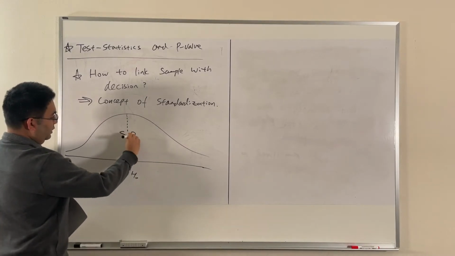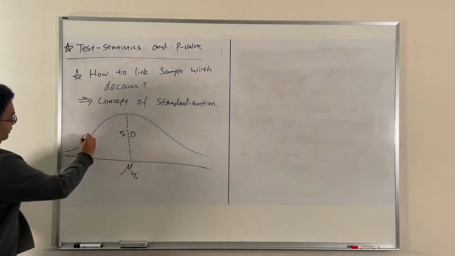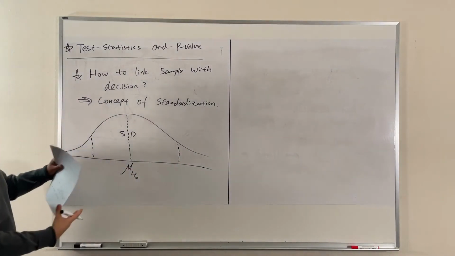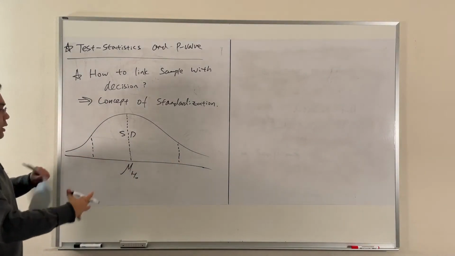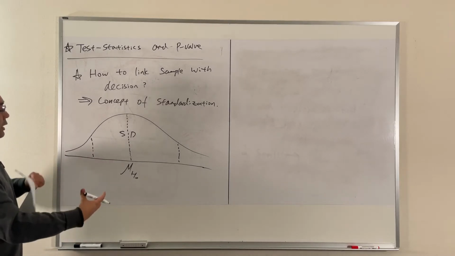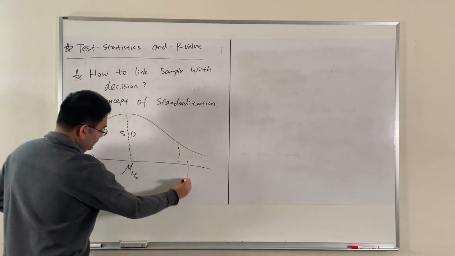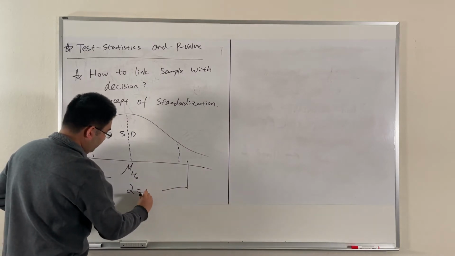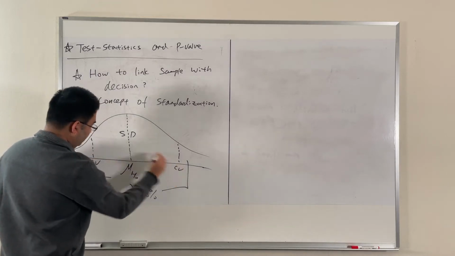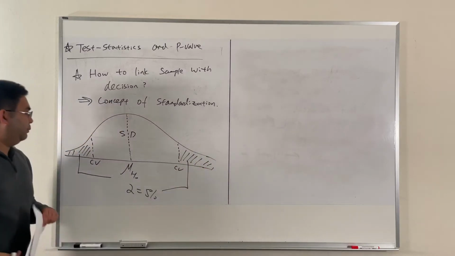Your standard deviation talks about how spread out your data is, and you are given the alpha, the significance level. So you're given how much mistake, or the probability of rejecting the null when the null is true, you allow yourself to make. Let's say in this case, alpha equals 5%. So with the critical values, these two rejection regions add up to 5%.